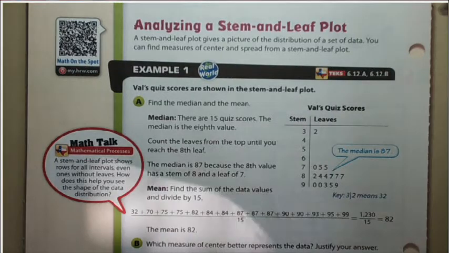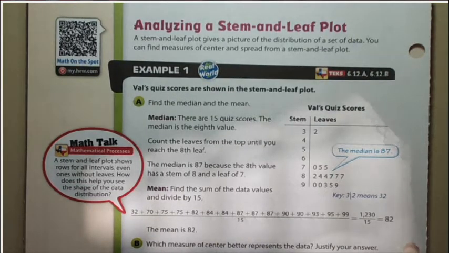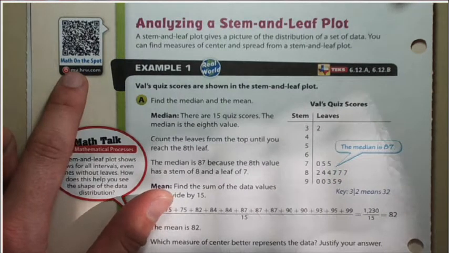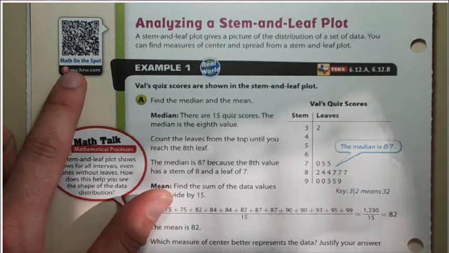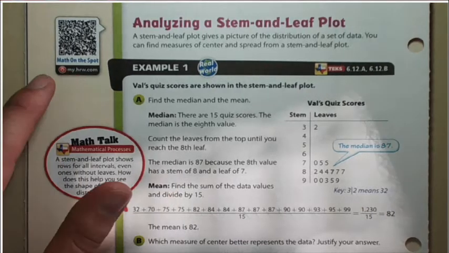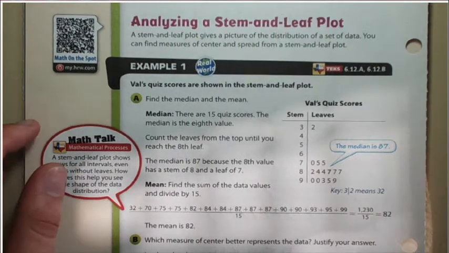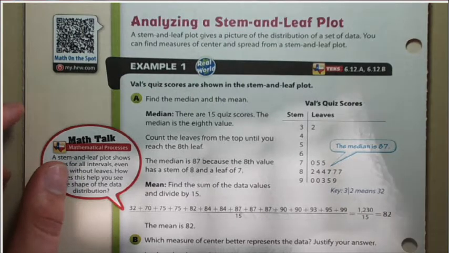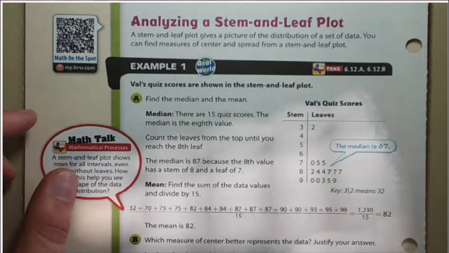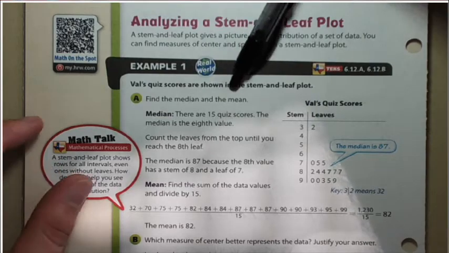Alright guys, so I've just flipped over my page and I'm now on page 506, analyzing a stem and leaf plot. I know we've mentioned this before, but here's a QR code just to get a little bit of extra help if you feel like you need it. But we're going to go ahead and move on to example 1. So what it's got listed below are some scores that Val has scored on his quizzes lately. So part A says find the median and the mean. Those are two keywords that you should know how to do already.